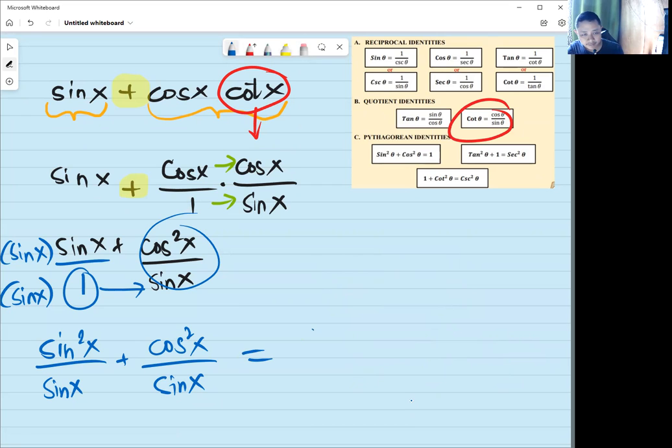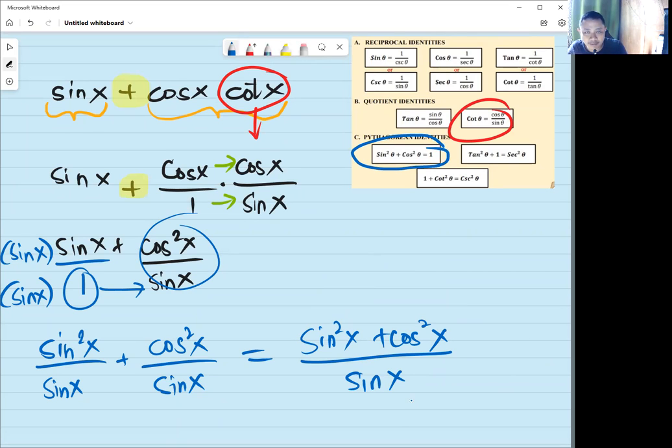This will become, let's just combine sine squared x plus cosine squared x over their common denominator, which is sine x. And now that we have this, dito na natin gagamitin yung Pythagorean identity. And sine squared theta plus cosine squared theta is just equal to, type your answer in the chat box. It's equal to 1 over sine x. Very good. And now, after that, we have 1 over sine x.